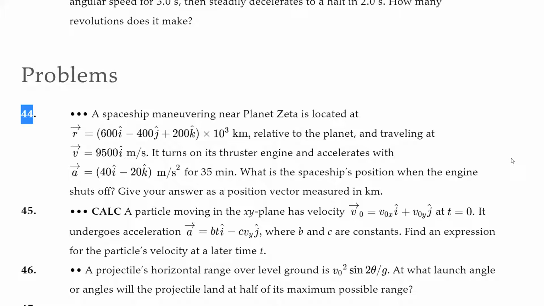This is number 44 from chapter 4. It's another one of those problems that must have been written prior to the year 2000 because they have to make up a planet name. Planet Zeta. We don't need made-up planet names anymore because we already know about thousands of planets outside our solar system.